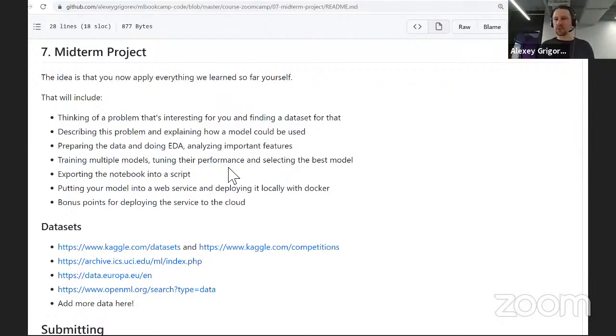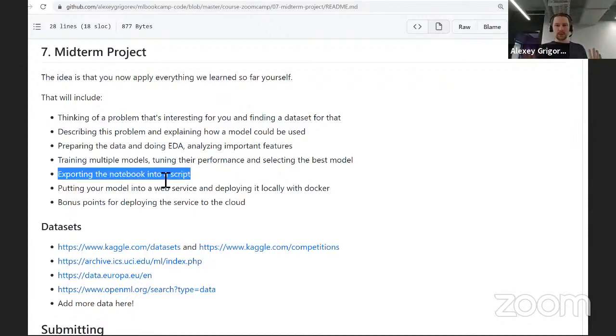I don't know, like SVM, for example, support vector machines. So you need to try multiple models and then tune parameters. So let's say if you want to use a random forest, then you play with parameters and see which set of parameters lead to the best performance. So you saw how to do this in videos, you saw how to do this in homework. Now you need to do the same, but for your own problem.